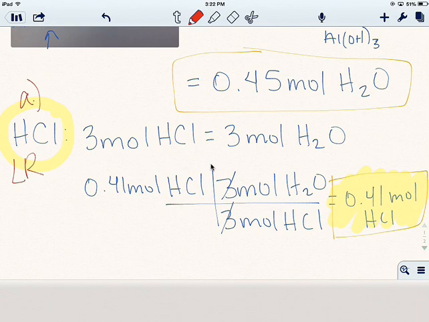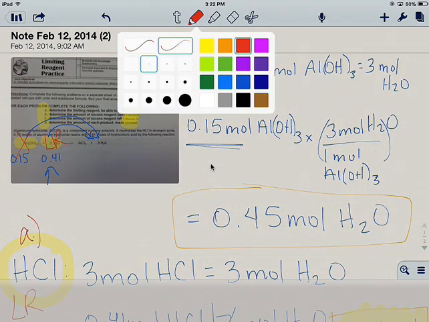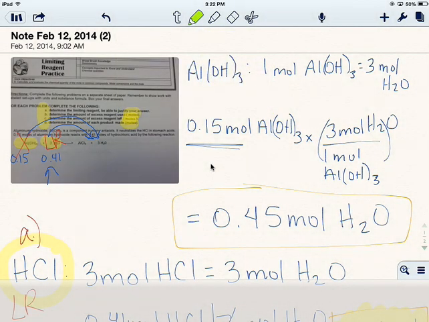So let's continue on. Question B says, determine the amount of excess reagent used. Well, let's look back at our formula here. We said that HCl is the limiting reactant, which means that aluminum hydroxide must be the excess. So what I need to know is, as I'm using up all of my limiting reactant HCl, how much aluminum hydroxide did I use? So I'm going to do another mole-to-mole problem.